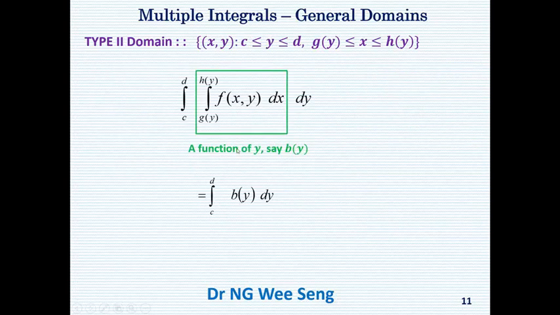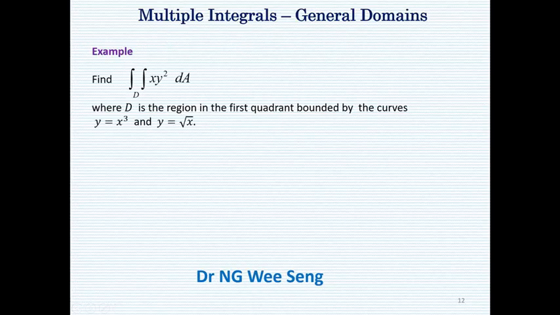And finally, as before, we always perform inner integration first. Integrating the function f with respect to x will give us a function of y. Let me show you a numerical example. We are asked to find the integral of x y squared with respect to x and y over a domain D, described as follows. D must lie in the first quadrant, and it must be bounded by 2 curves.